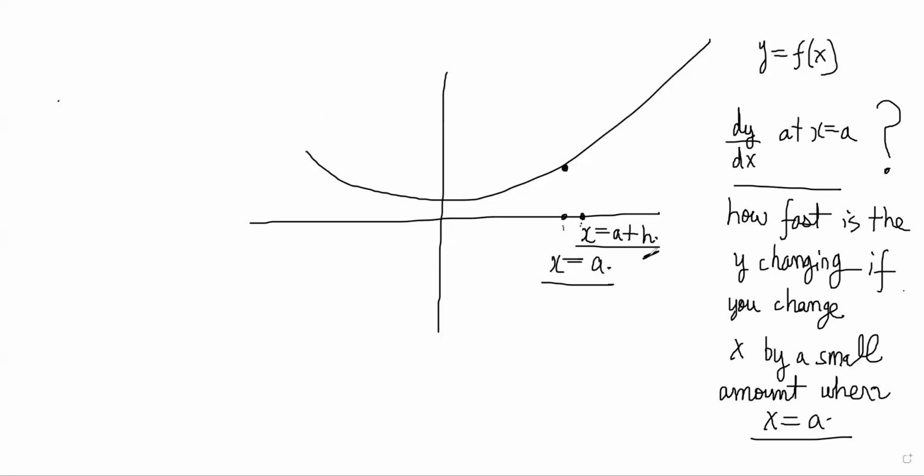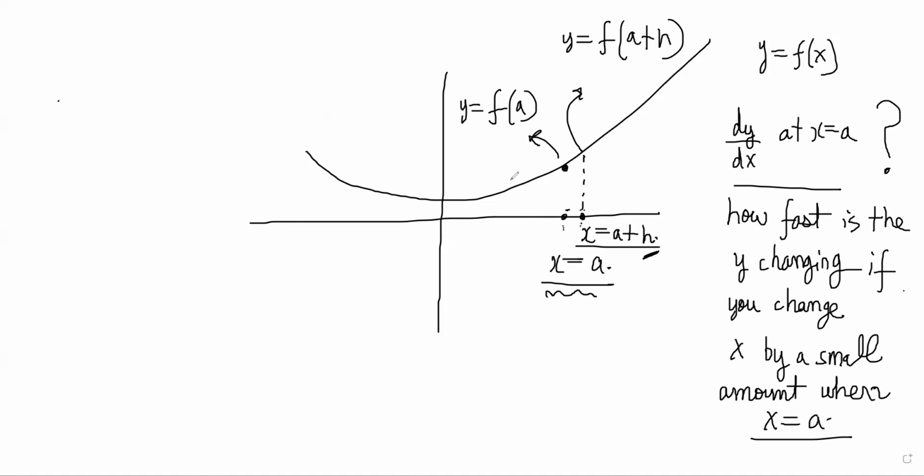This h is supposed to be really small so that it's a really nearby point. Do you understand? Yes, sir. And then at x is equal to a, the function will have a value here, y will be equal to f of a, right? Yes, sir. And at x is equal to a plus h, the function will have a value here, y will be equal to f of a plus h, right?